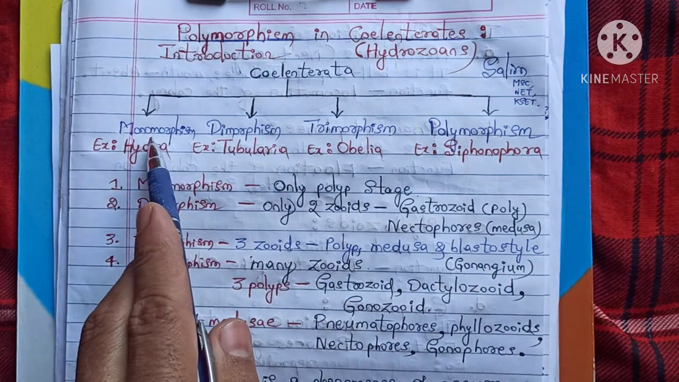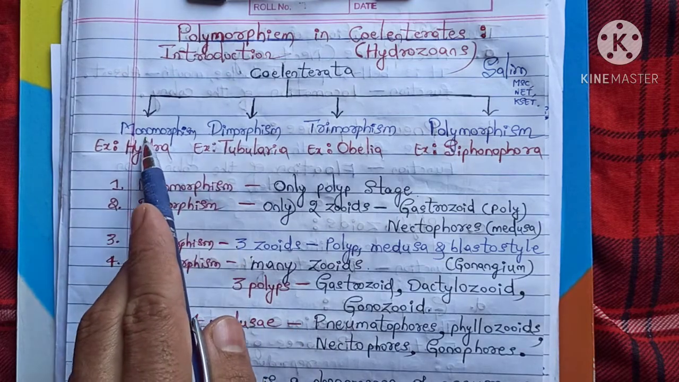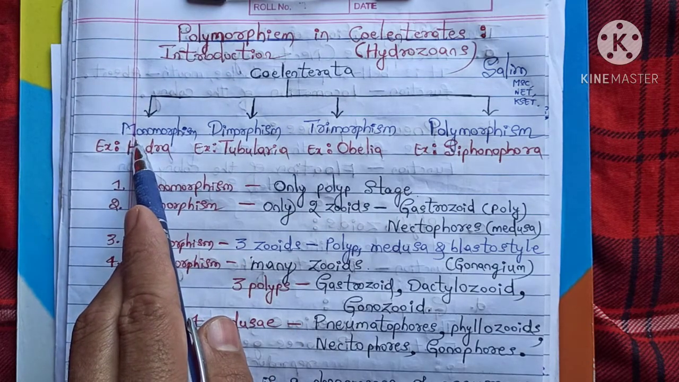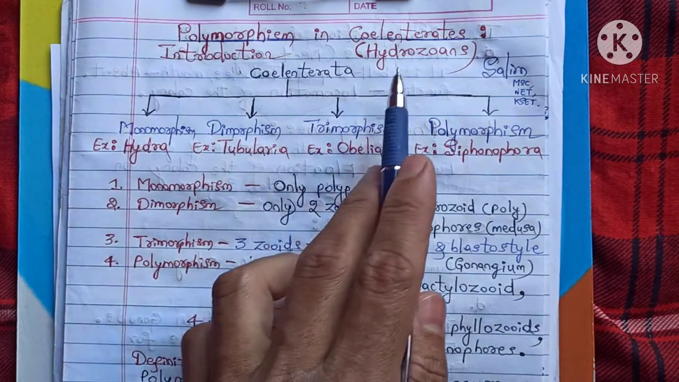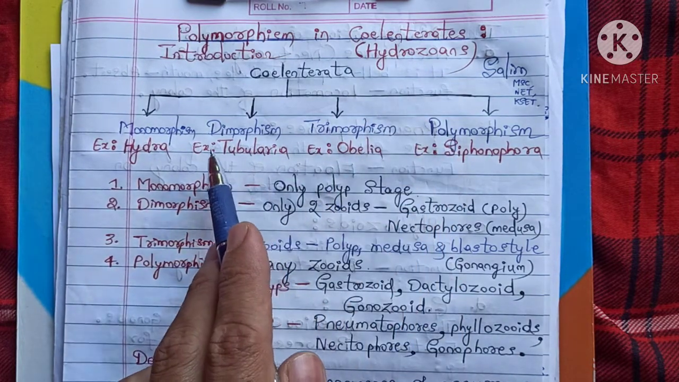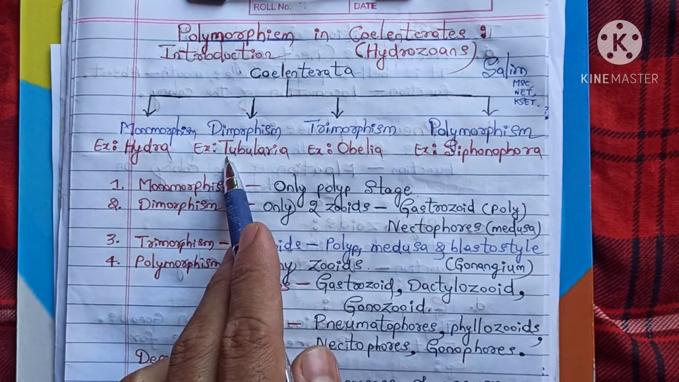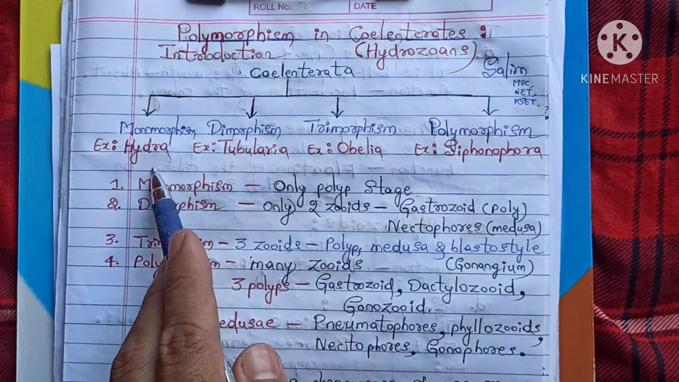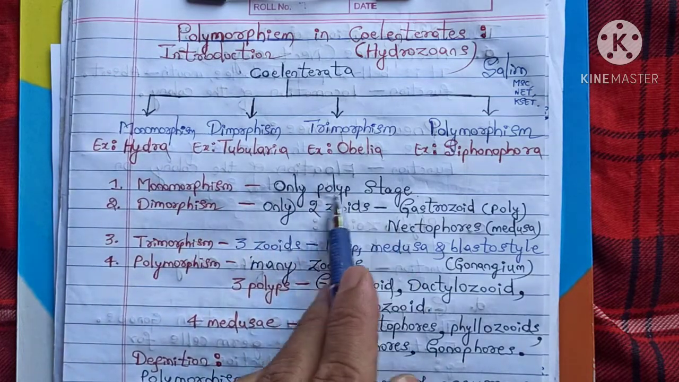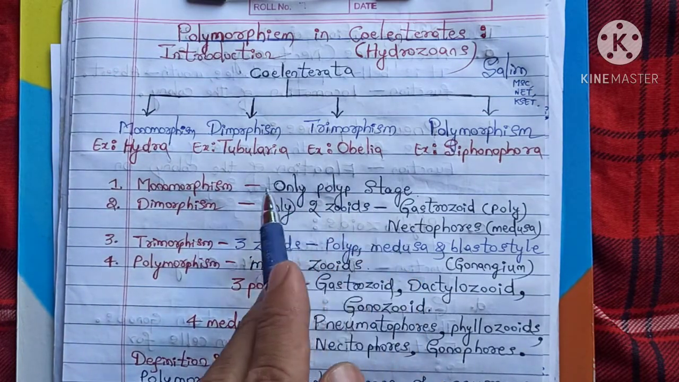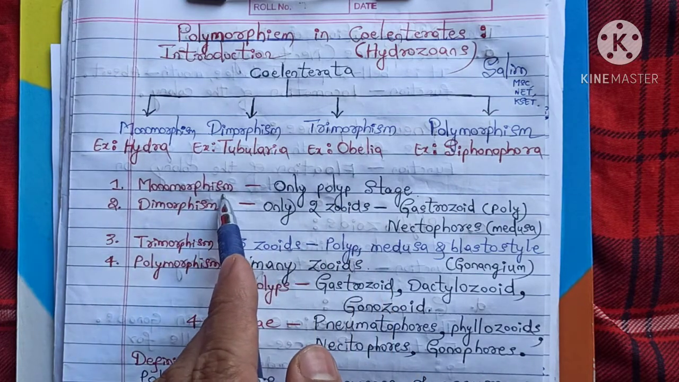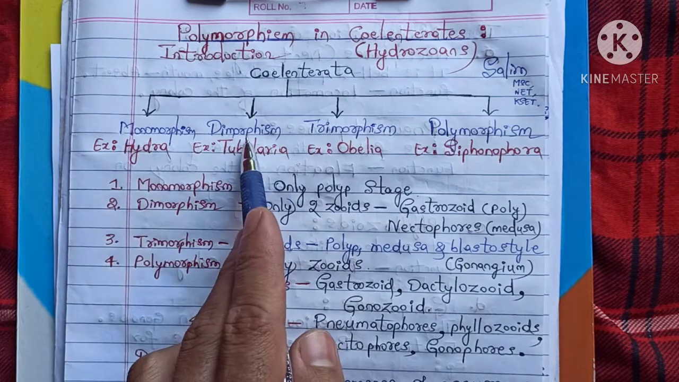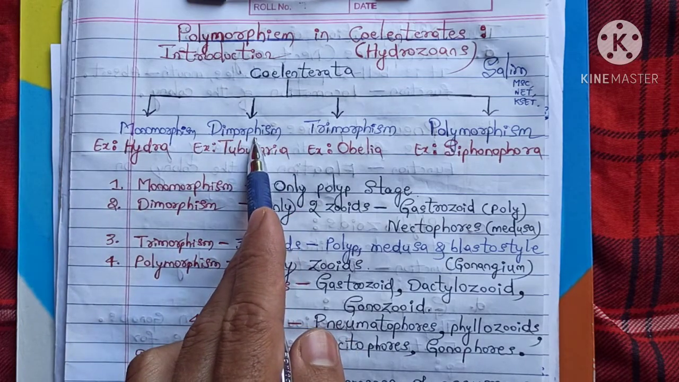The first one is monomorphism. As the name indicates, mono means only one. So these hydrozoans have only one zooid or only one individual form. For example, Hydra. Hydra has only the polyp stage. So only one stage is present, therefore it is called monomorphism. Example, Hydra.